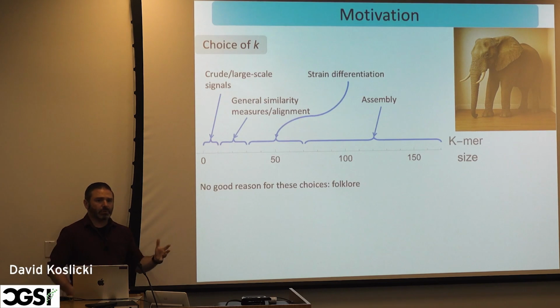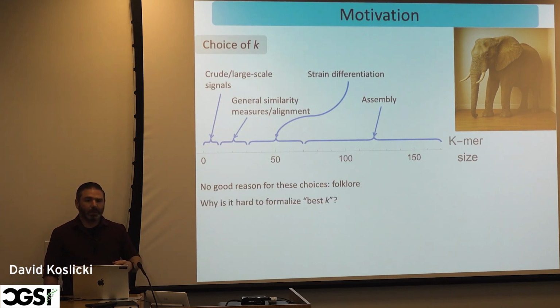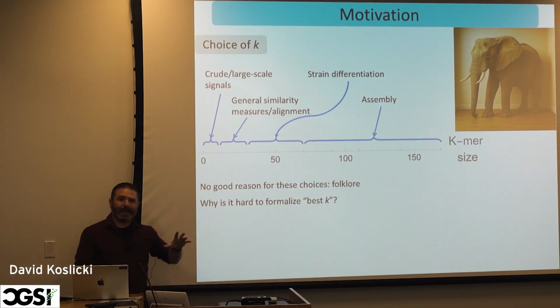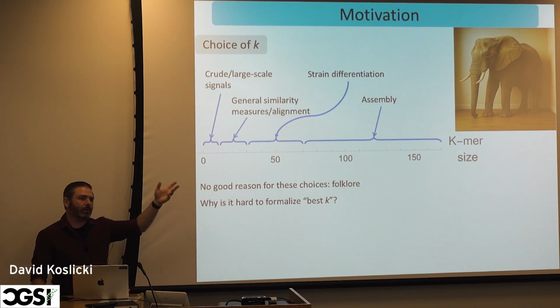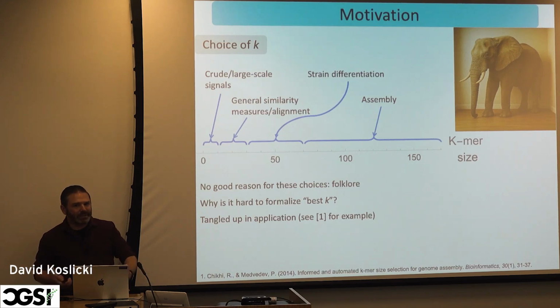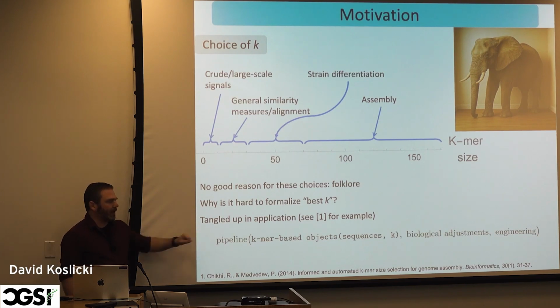But there's no good theoretical reason for why these different regimes exist for the different k-mer sizes. This is basically folklore. One of the reasons is that it's really hard to formalize what is the best k to use. Like we heard a question in the first talk saying, oh, an optimal k. Well, what does it mean to have an optimal k? It's really hard to do this because optimal k is tangled up in your application.